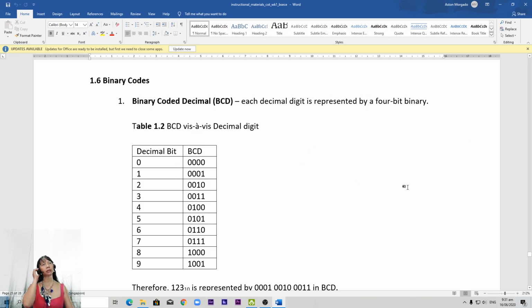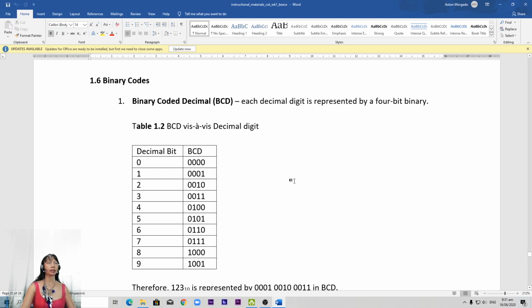So we have several binary codes actually. We have ASCII, EBCDIC, and we're going to tackle three of those: binary coded decimal, XS3 here, and Gray code. If you want to know more about binary code, you can take a look at Logic Circuits by Morris Mano as a reference.